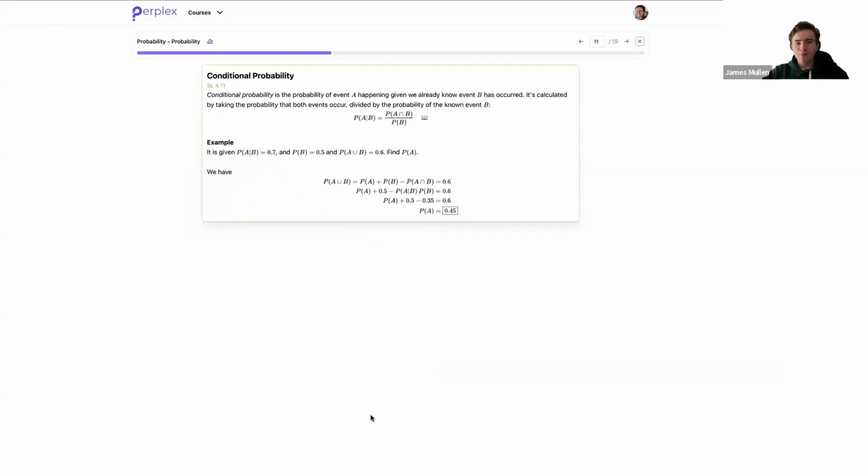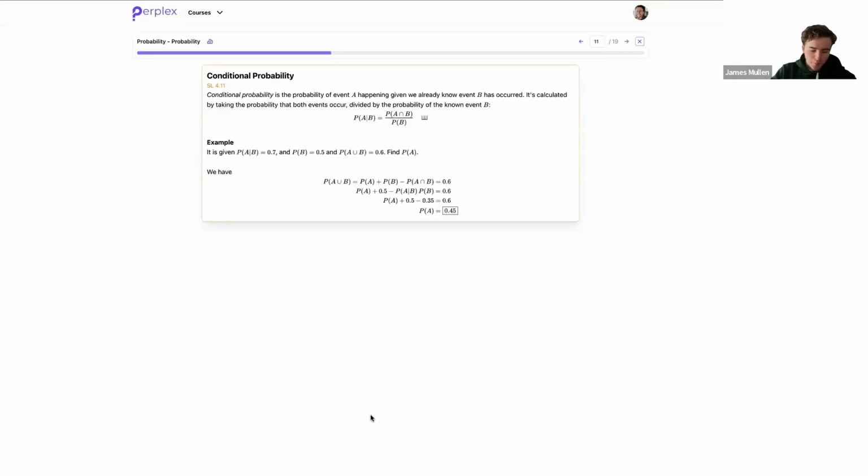Conditional probability is the probability of an event A happening, given that we already know that event B has occurred, all right? And it's calculated by taking the probability that both events occur, divided by the probability of knowing both events. And let me kind of put this in perspective.